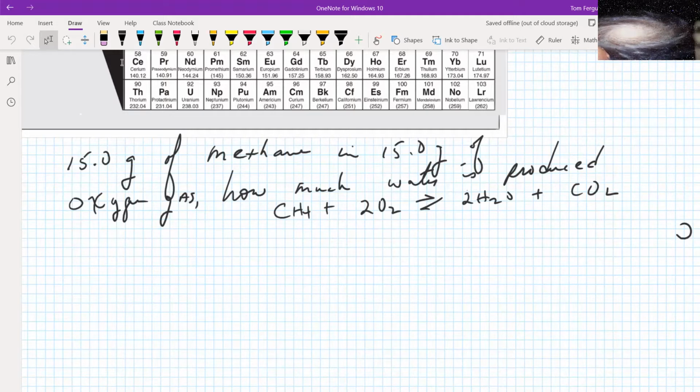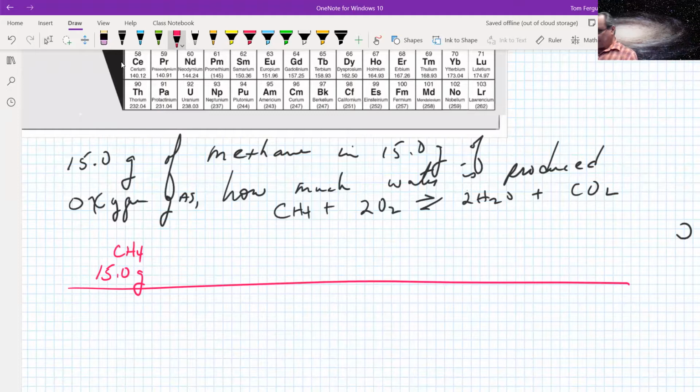Okay. All right. So again, we have 2 givens. The problem is one of them will limit the product, the other will not. One is in excess. So you're going to have to do 2 calculations now to figure out which is going to limit the reaction and determine the outcome. All right, so choose either one to start with. Okay, let's choose methane.